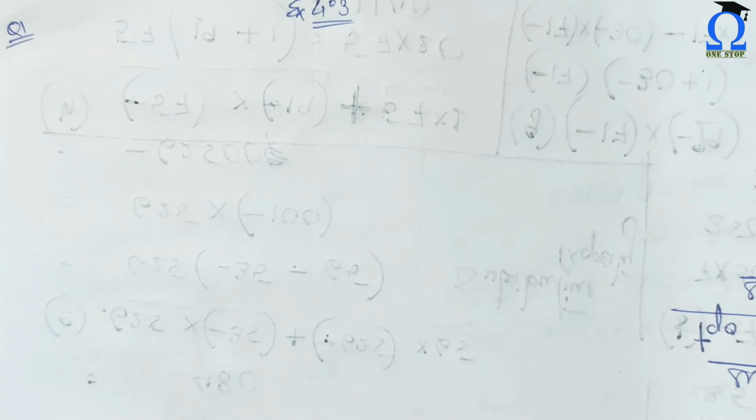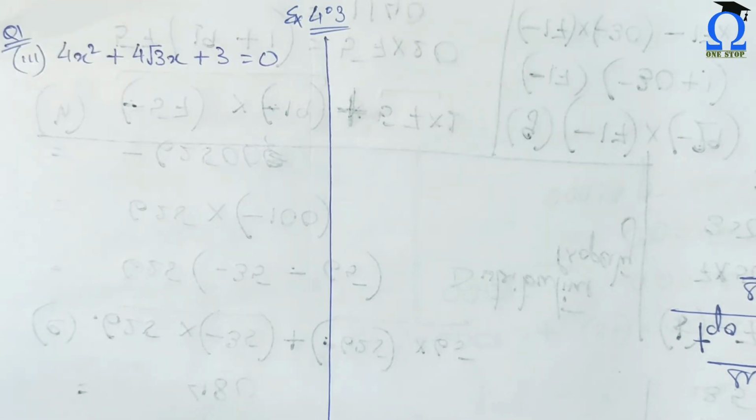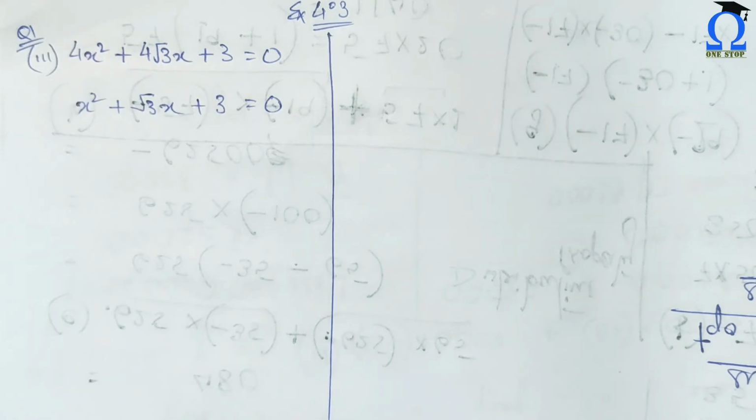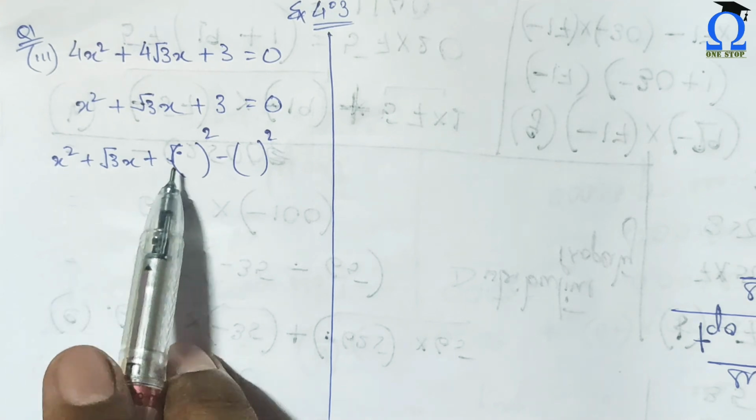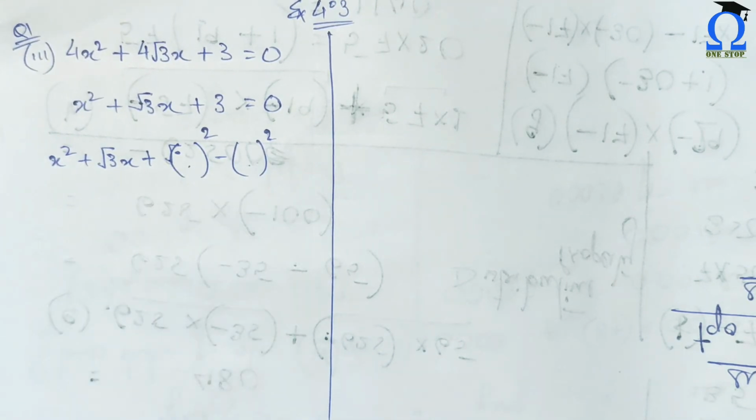Now let us move on to one more part of question number 1, that is the third part here. Understood? Now I'll be applying the same method here. So what will be the first step? That is dividing the equation by the coefficient of x². Understood? Now this is a very interesting part here. We need to add and subtract (b/2a)². Yes?